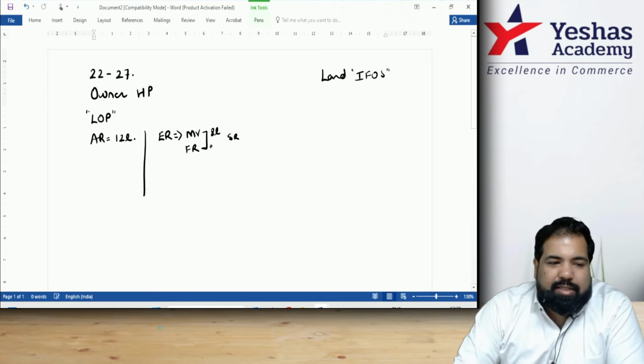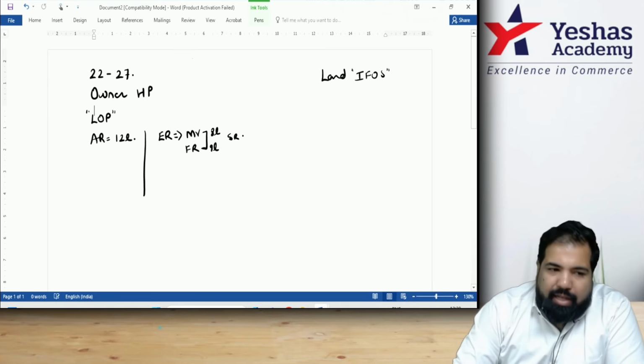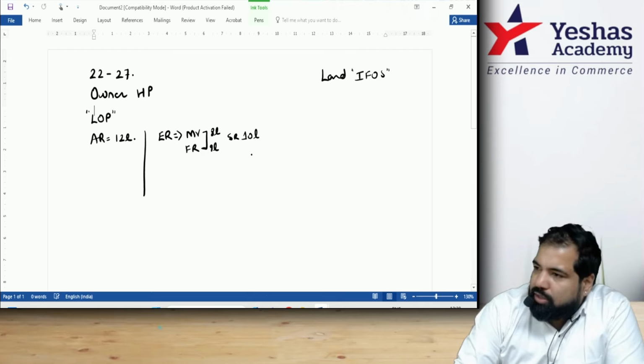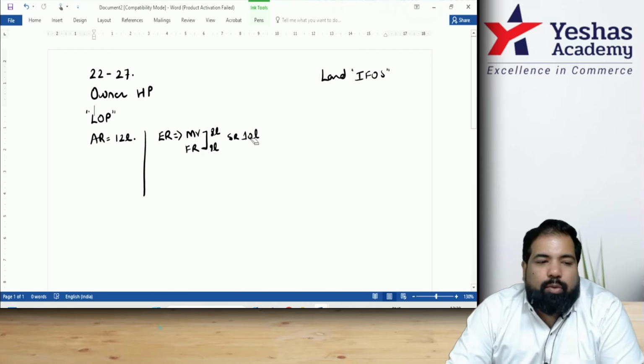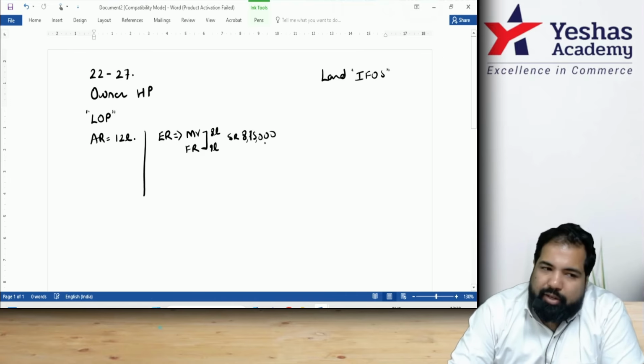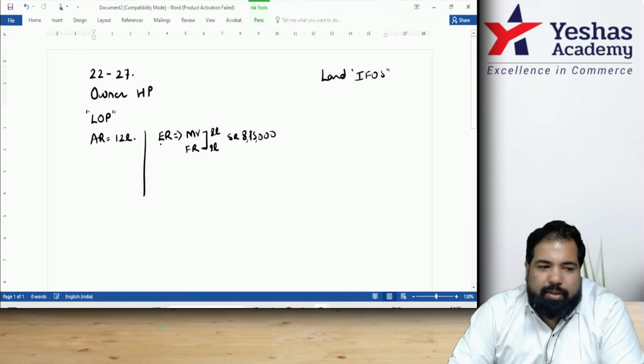If this is 8 lakh, this is 9 lakh, which one will you take, guys? 9 lakh, subject to the limit of, let's say, 10. Which one will you take, guys? Right? And guys, what if this was 8 lakh 75,000? Then which one will you take, guys? 8 lakh 75,000. Alright, that's your expected rent.